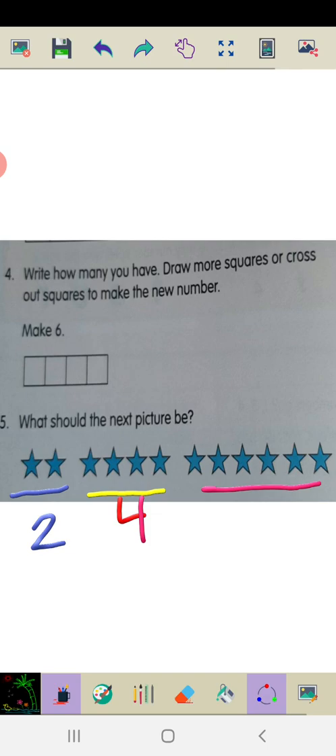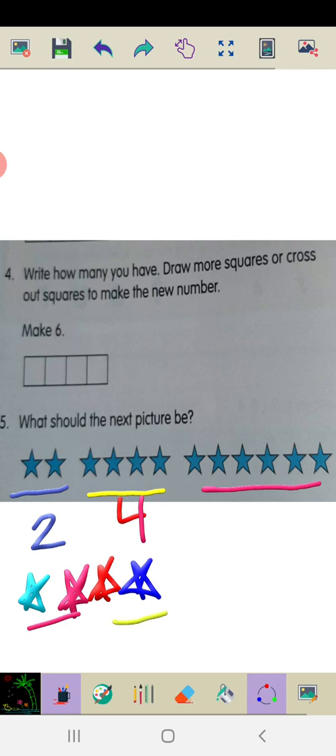Initially there were 2 stars here. In these 2 stars I am adding 2 more. I added 2 stars, so this becomes 4. Initially it was 2, and in this group of 2 stars I added 2 more, so this becomes 4. So, understood?